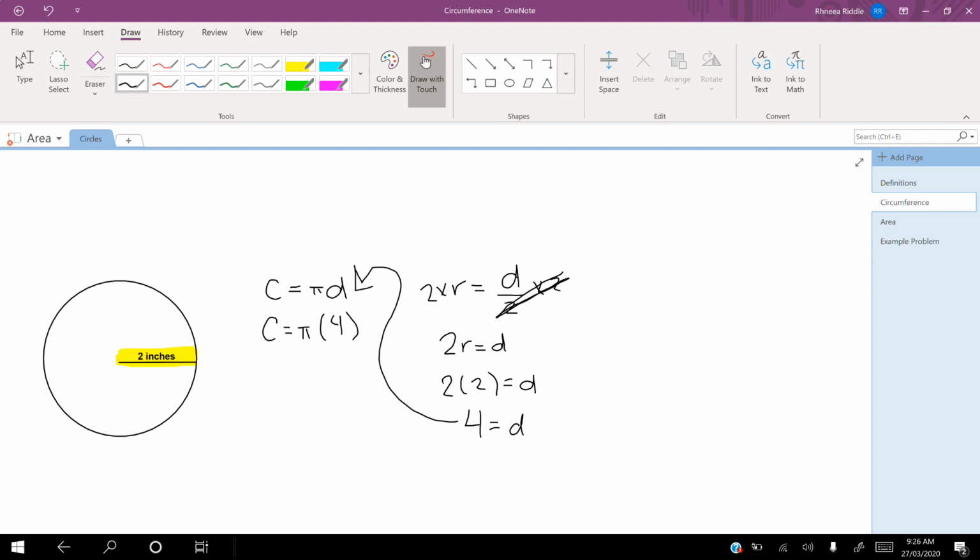And again, we want to use 3.14 as our pi. So when we go through and multiply that out, we are going to have C equals 3.14 times 4, which gives us the circumference of 12.56 inches. So there is our circumference for this circle.